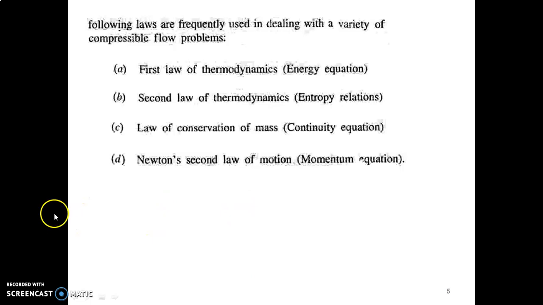Let us see. The law of conservation of mass: we derived this continuity equation in the subject fluid mechanics. So it is a direct application of fluid mechanics. And the first two laws, the first law of thermodynamics and the second law of thermodynamics, come directly from thermodynamics. And the fourth one, Newton's second law of motion, comes from engineering mechanics. So it is actually a combination of different branches of engineering, like we have discussed earlier.